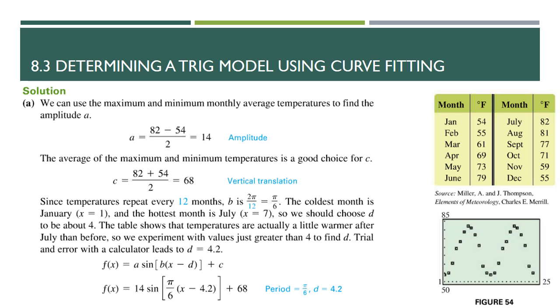Okay, so to find our amplitude, we're going to take the maximum and the minimum average temperatures and subtract those, divide by 2, and get 14. So that's half the distance between the two, and that'll be our amplitude.